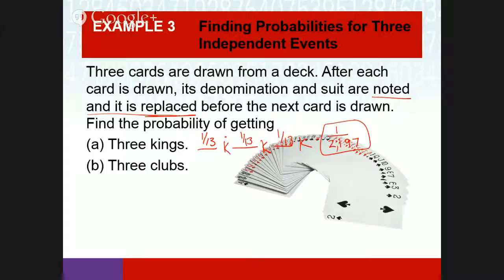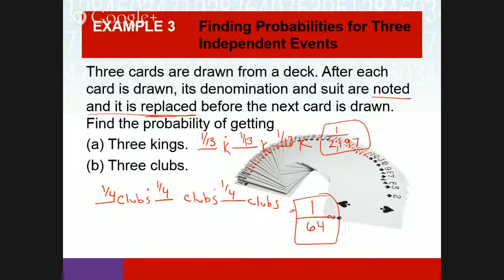What about 3 clubs? What's the probability that I get a club? 1/4. So the first probability is a 4th, the second one's going to be a 4th, and the third one's going to be a 4th, right? So I get 1 out of 64. You guys see that?